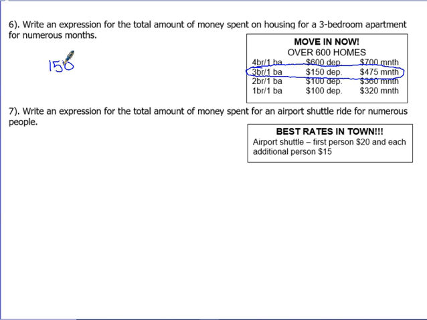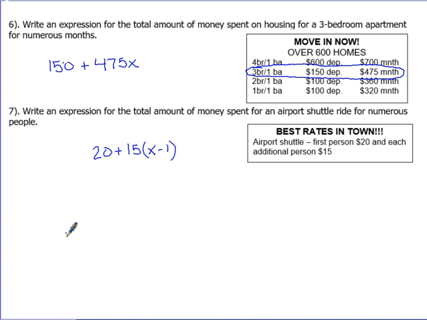So I'm going to pay that deposit and I'm going to pay $475 for every month that I live in this apartment. It doesn't tell us how many months, so that is my unknown or my variable. Okay, I want you to pause here, try number 7.